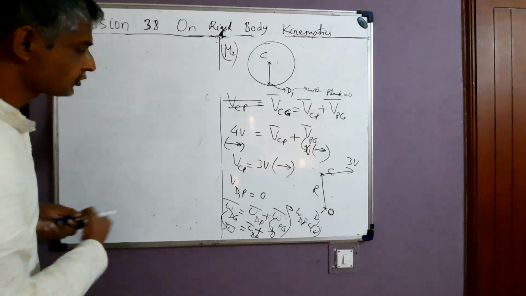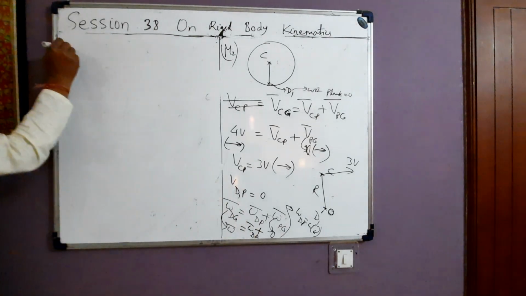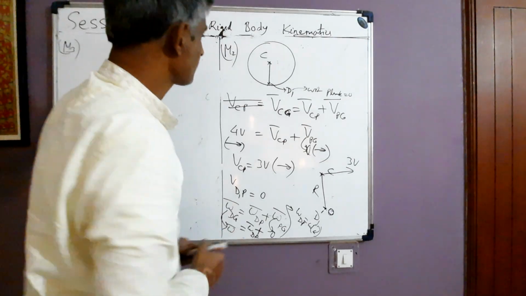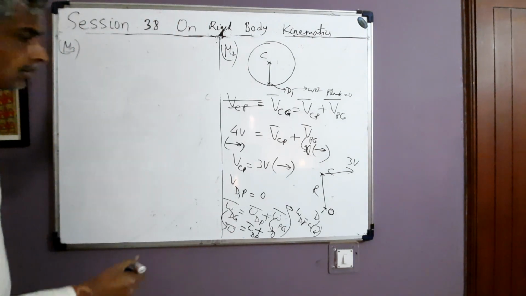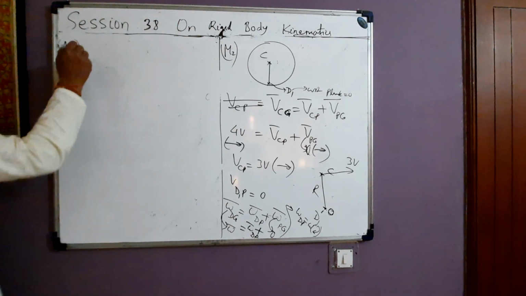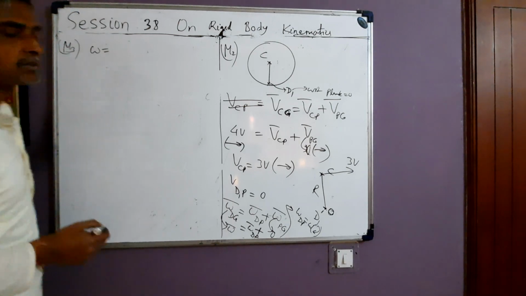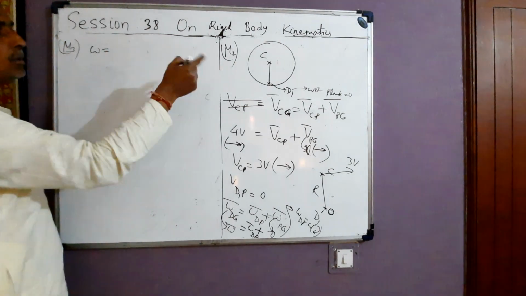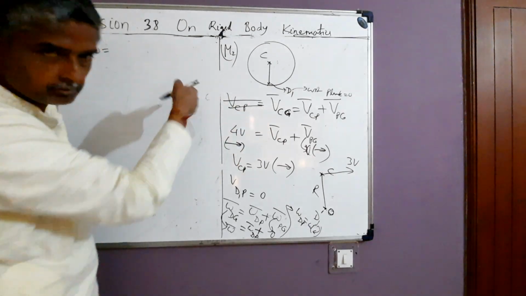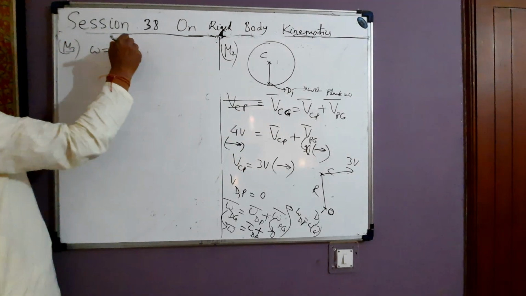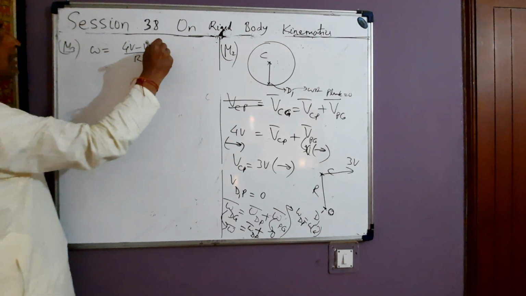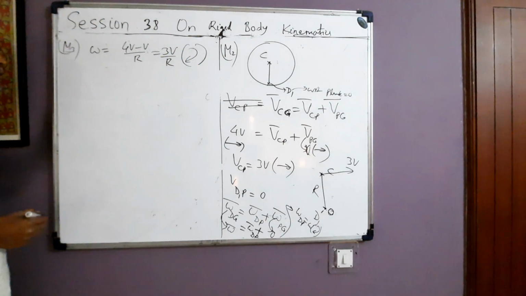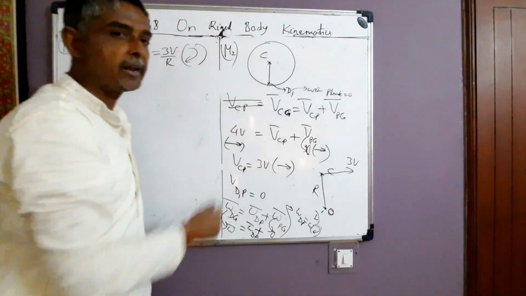We can solve by method 3 also. We'll use these concepts. Method 3, what we do, we first find omega of drum with respect to ground. That we have already found. Omega of drum with respect to ground was how much? As we did in part A of this question, that was 4V minus V by R, 3V by R in clockwise sense. That is also the omega of drum with respect to plank.